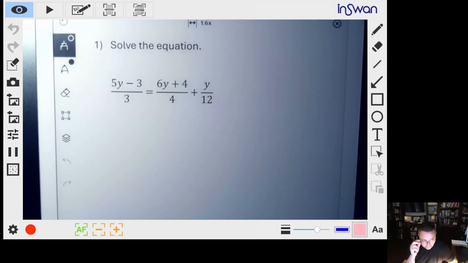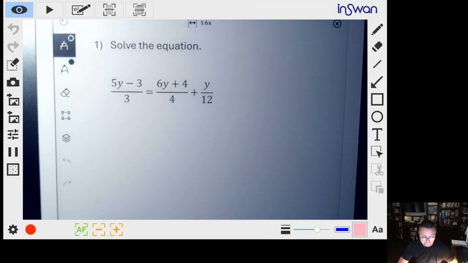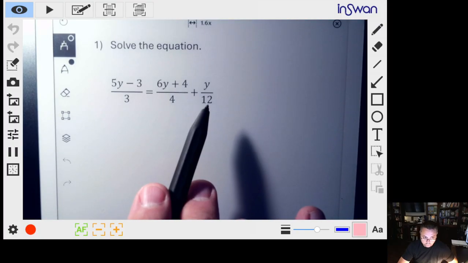Okay, in this first problem, we've got a rational equation. So rational just means that we've got fractions. In order to work with this, the first thing I'm going to want to do is get a common denominator. So I've got a 3, a 4, and a 12.